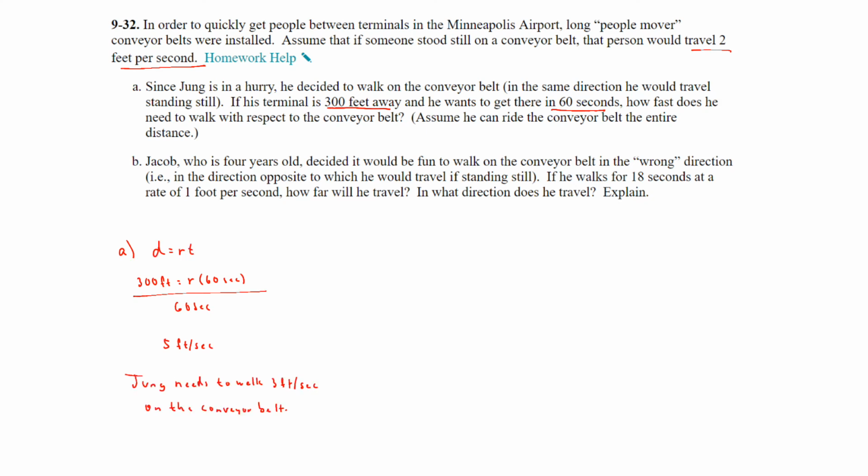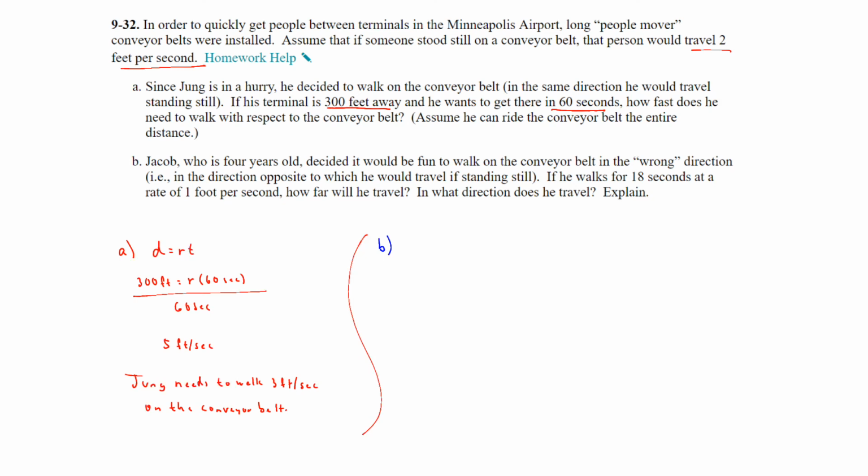Now, for B, it says Jacob, who is 4 years old, decided it would be fun to walk on the conveyor belt in the wrong direction, in the direction opposite to which he would travel if standing still. If he walks for 18 seconds at a rate of 1 foot per second, how far will he travel? In what direction does he travel? And explain.